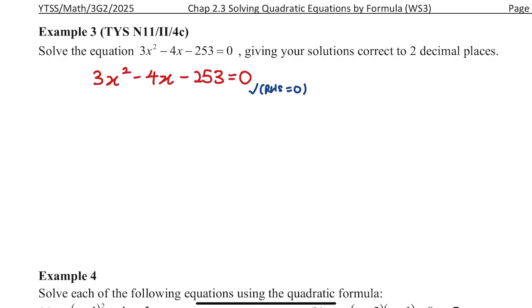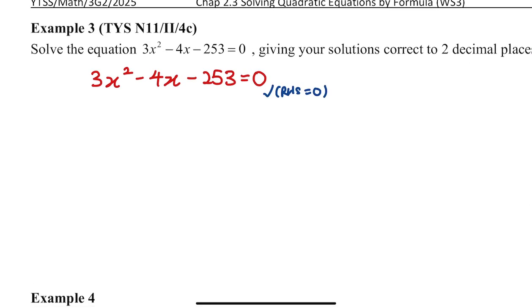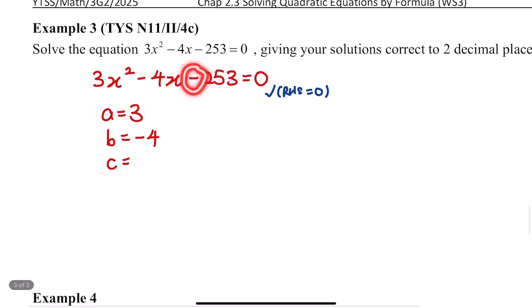Okay, next step, once I've done this checking, my next step is to identify your A, B, and C. So always remember how to find your A. A is your coefficient of x squared, which is 3. B is this number here, multiplied to x, which is, remember, includes the sign, negative 4. And C is your constant term, remember, includes the sign as well. So this entire number here, which is negative 253.